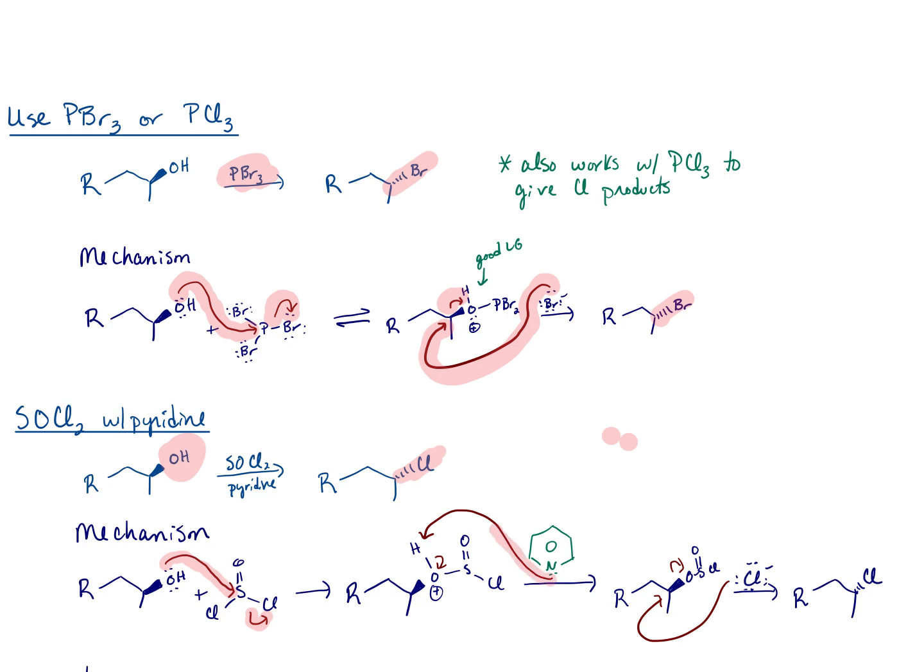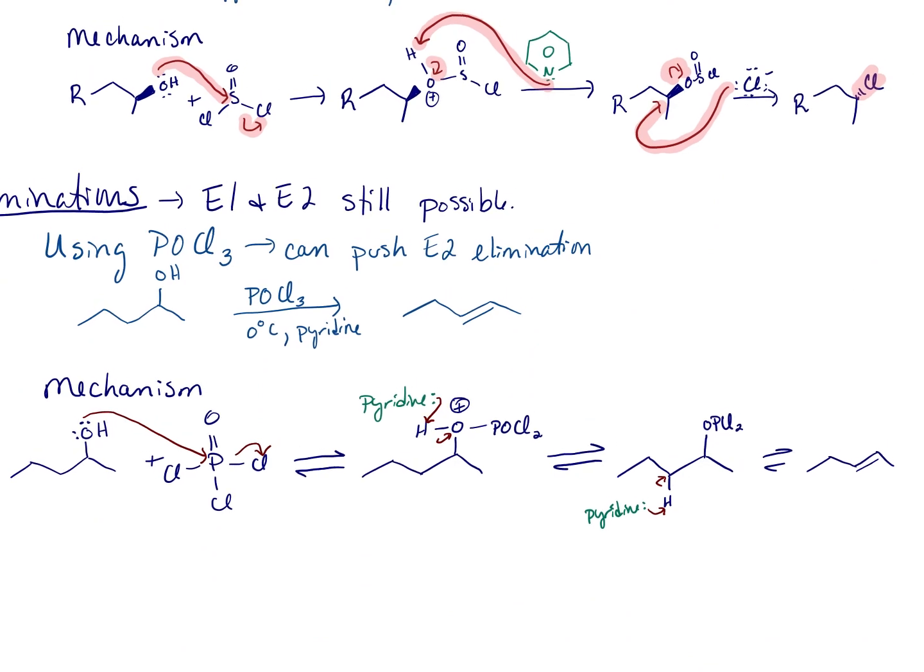Pyridine comes in and removes that extra hydrogen. Electrons go back to that oxygen. And then you have a chlorine that you generated earlier come in here. This is a great leaving group, and when it leaves, you get that inverted product. So those are very similar.